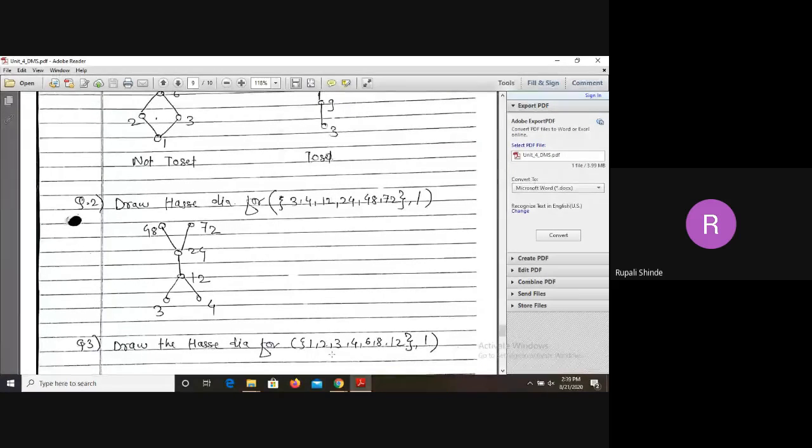Now try for this next set. This set consists of elements 1, 2, 3, 4, 6, 8, 12. Again, the relation is the divides relation.